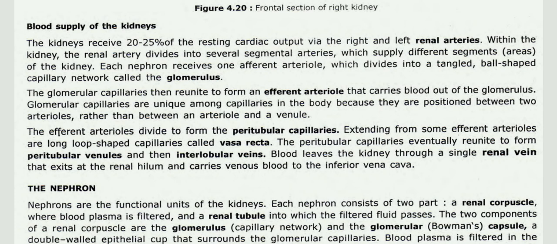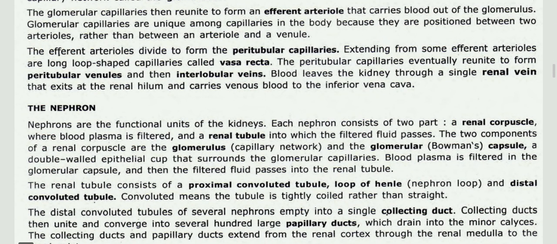The efferent arteriole divides to form the peritubular capillaries. Extending from some efferent arterioles are long loop-shaped capillaries called vasa recta. The peritubular capillaries eventually reunite to form peritubular venules and then interlobular veins. So blood leaves the kidney through a single renal vein that exits at the renal hilum and carries venous blood to the inferior vena cava.